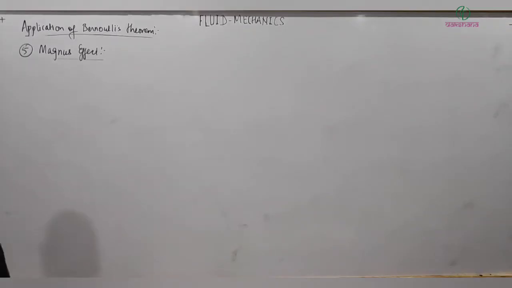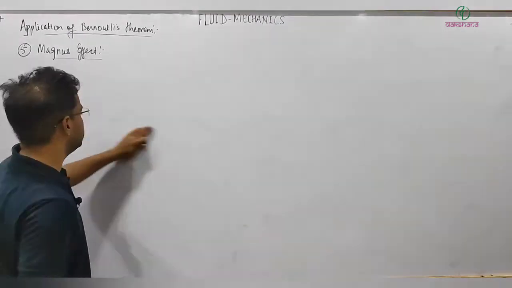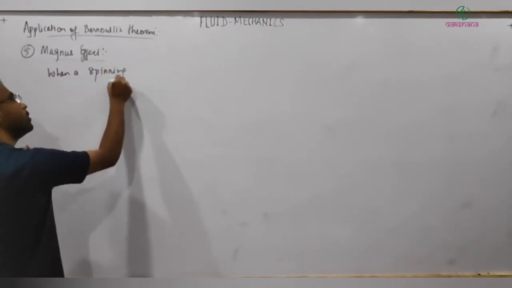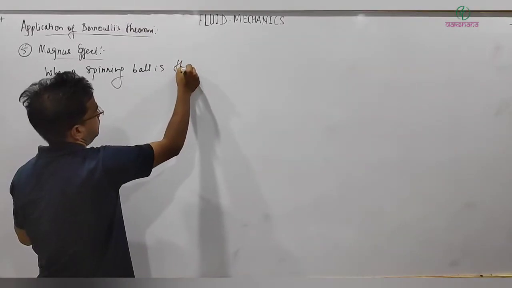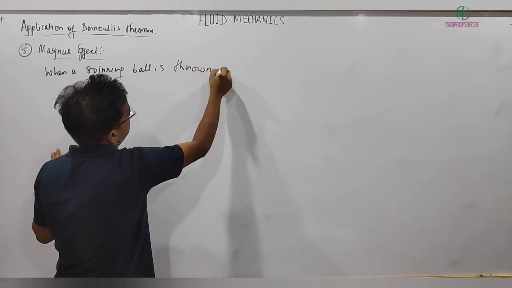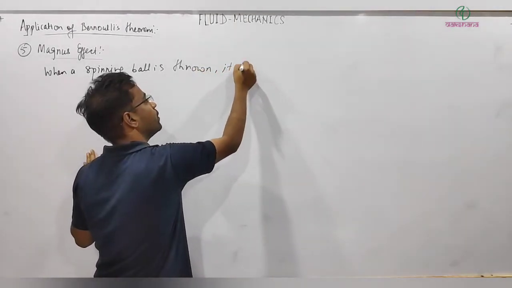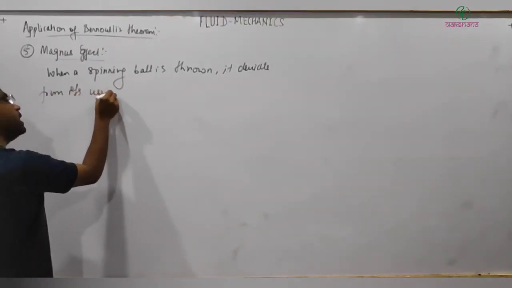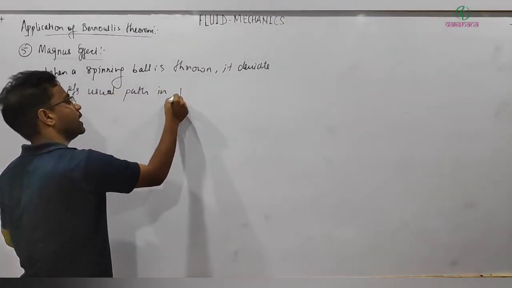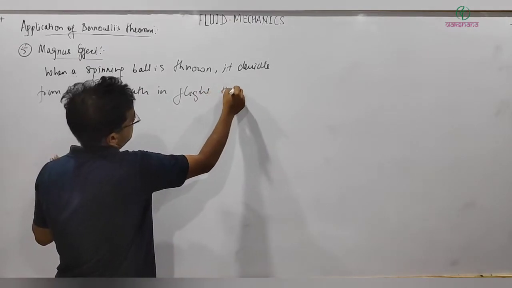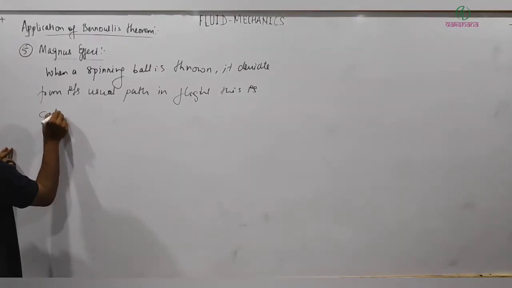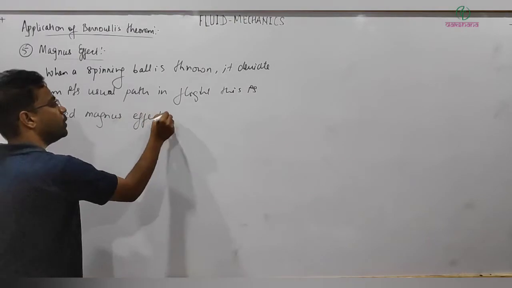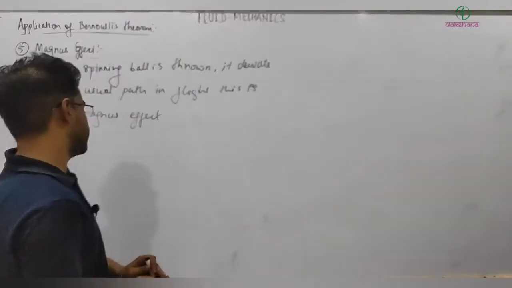Okay, next application is Magnus Effect. What is that and how does it happen? Let me tell you. First thing is, when a spinning ball is thrown, it deviates from its usual path in flight. This is called Magnus Effect. Now you should understand how and why it deviates. So let's look at it.